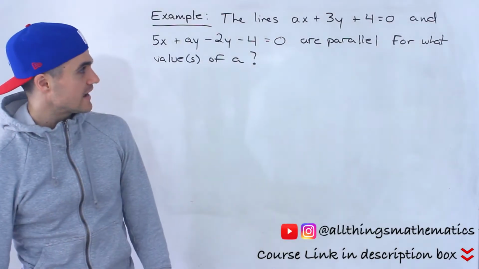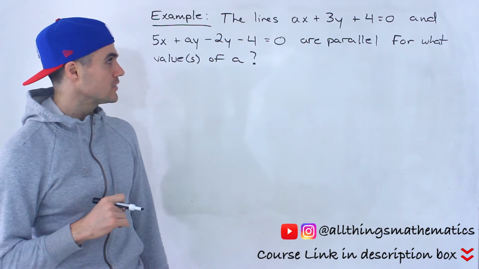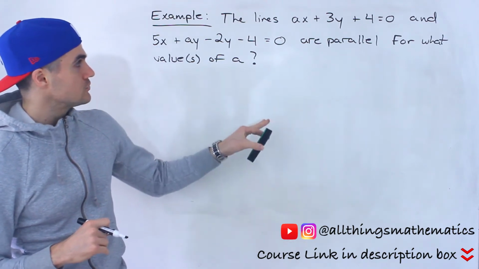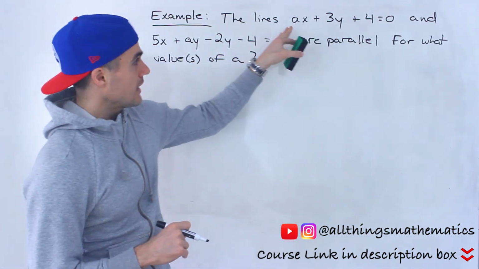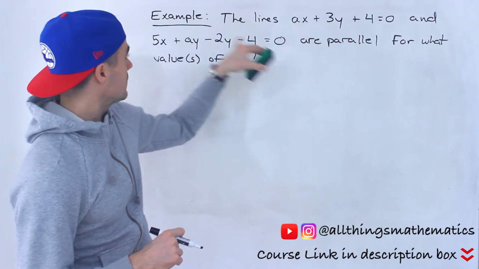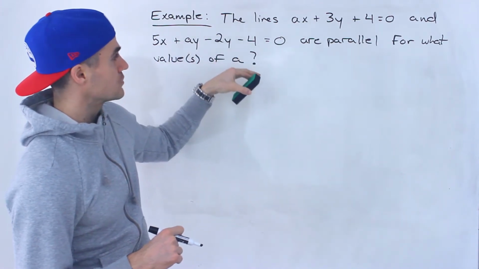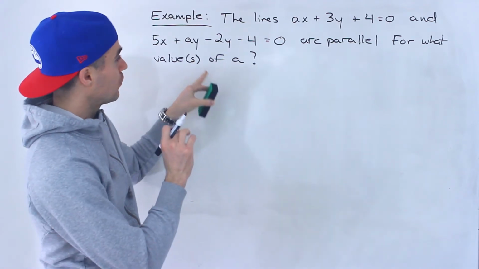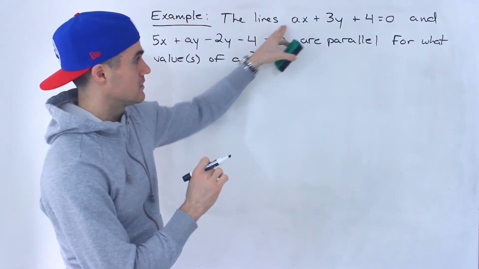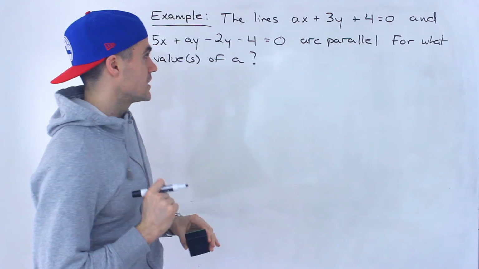Moving on to the next question. This one is a pretty cool, unique question. So we got two lines here. This line, ax + 3y + 4 = 0, and then this line, 5x + ay - 2y - 4 = 0. And we have to figure out for what values of a are both of these lines going to be parallel.